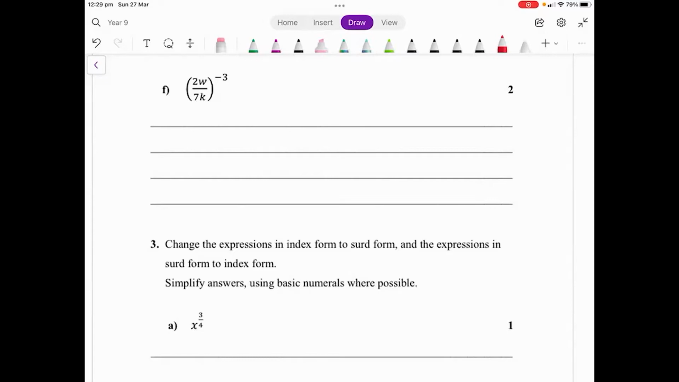Then we raise everything to the power of 3. 7 to the power of 3 is 343. K to the power of 3 is k cubed. 2 to the power of 3 is 8. And we have w to the power of 3 as well.